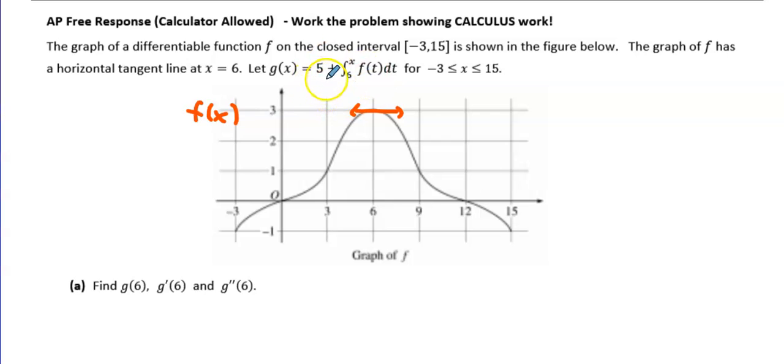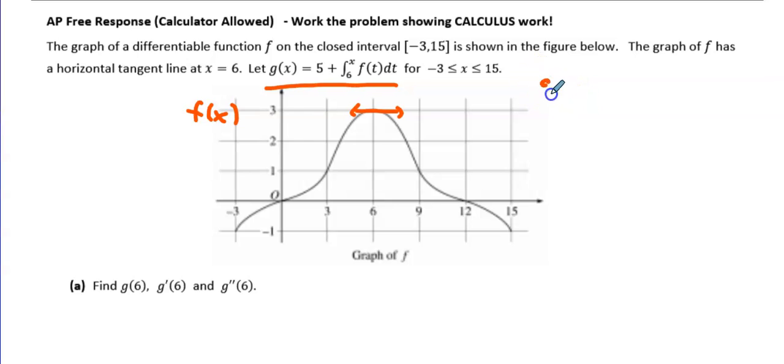And it actually gives us a function for g. It tells us what g is. G is equal to 5 plus the integration from 6 to x of f of t dt. So this little guy right here actually helps us bridge how to relate g and f. So here at the bottom, it's going to ask us to find g of 6, g prime of 6, and g double prime of 6.